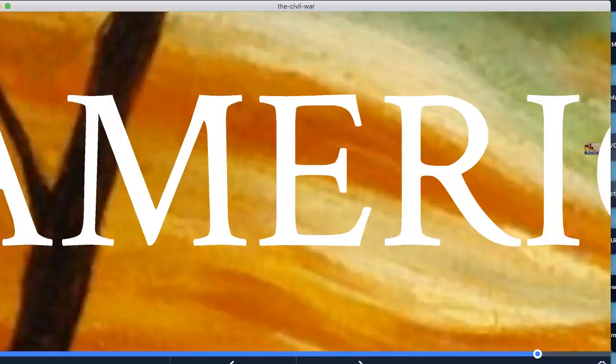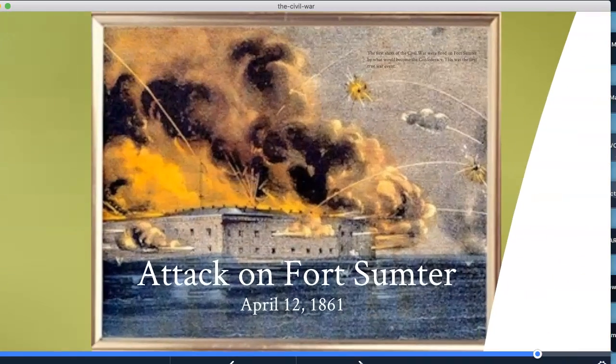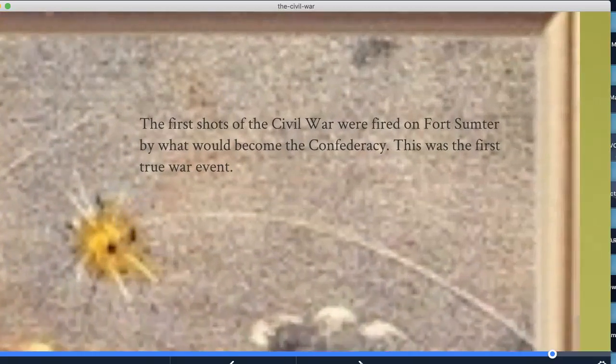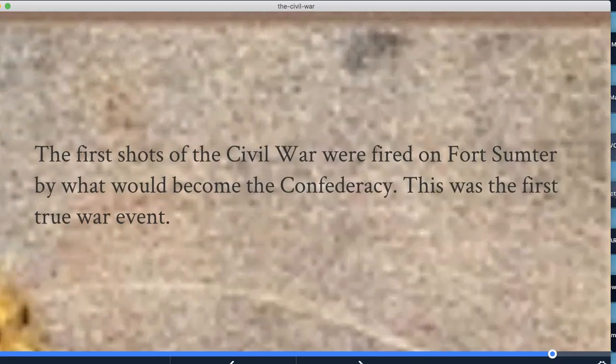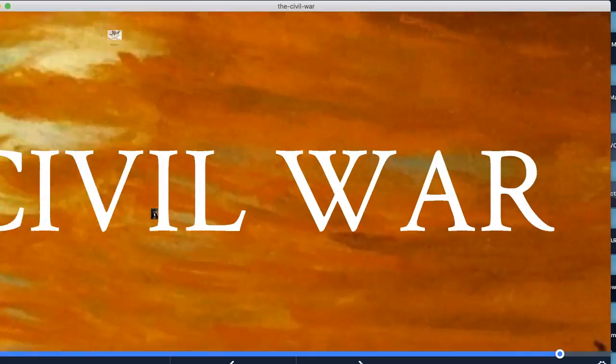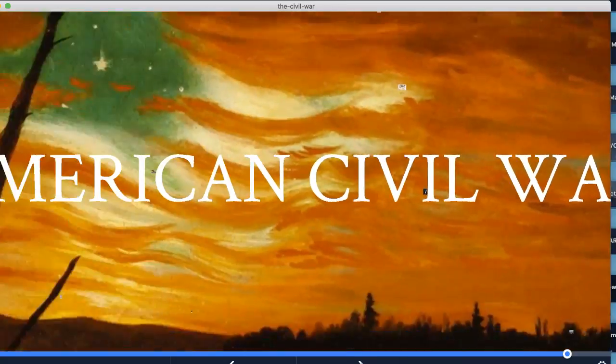Everyone starts seceding. Okay, you have the attack on Fort Sumter, which again is basically the only bloody battle within the United States. No one actually dies except for that poor horse, which obviously doesn't get out in time. April 12th, 1861, the first shots are fired on the Confederacy. The first shots of the Civil War would be fired at Fort Sumter by what would become the Confederacy. This was the first true war event. It's in South Carolina, and war would break out.